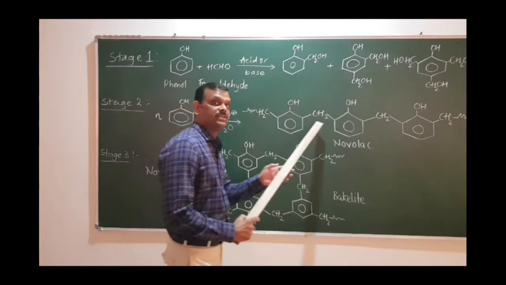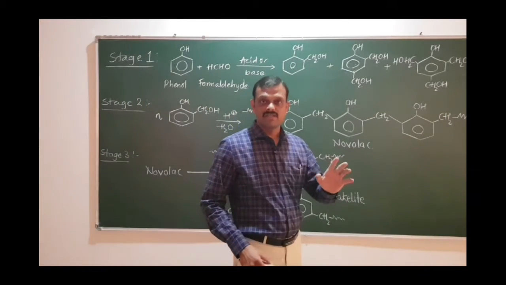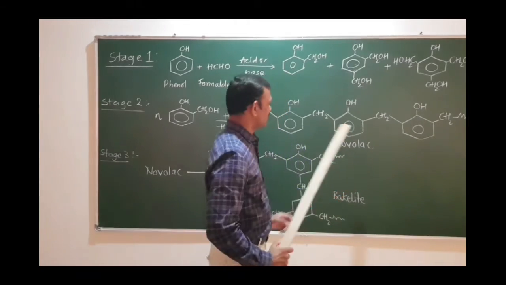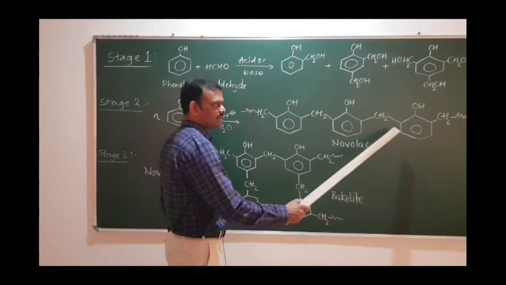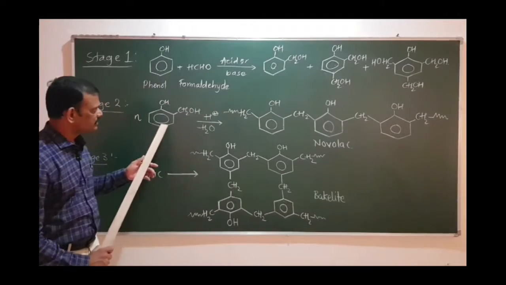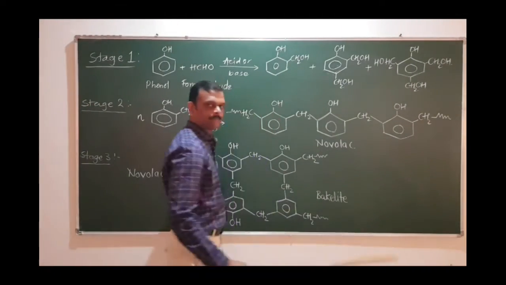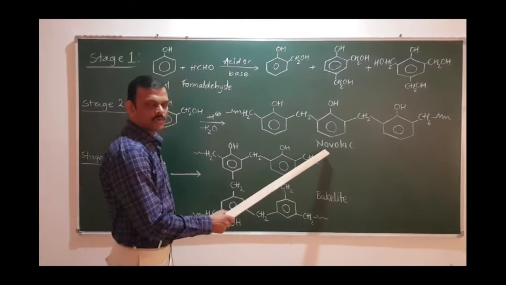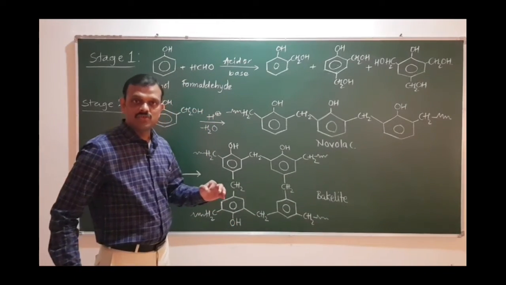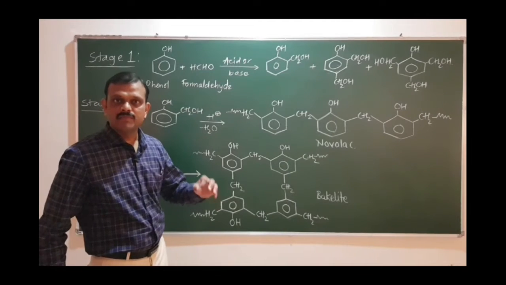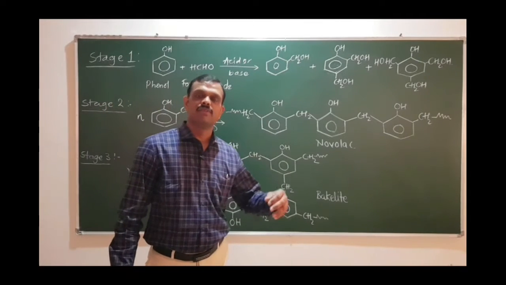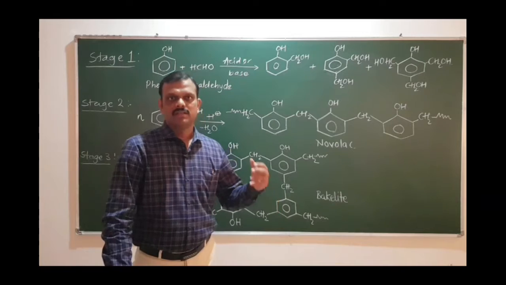It is a straight chain polymer. It is not a branched chain or cross-linked polymer. That means these molecules link to each other to form the straight chain polymer. This is called novolac. This novolac is used as a colored pigment in the preparation of a number of oil paints.